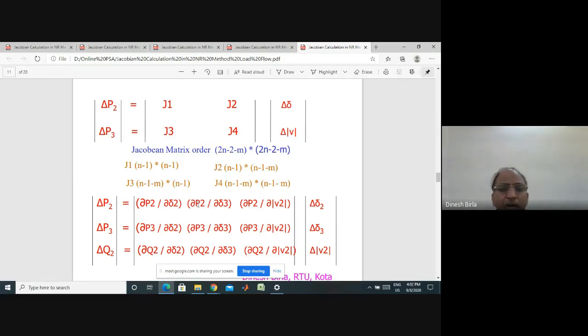So now I will answer your question: what is the order of the Jacobian? For the present, understand that if there are three parameters on the left hand side and three parameters on the right hand side, the Jacobian matrix in the middle will be 3 by 3. That means it is a square matrix. And in general it will be of the order of (2n minus 2 minus m) into (2n minus 2 minus m). So it is a square matrix.